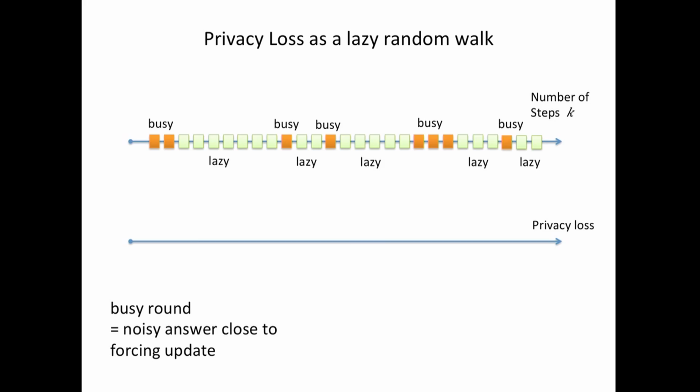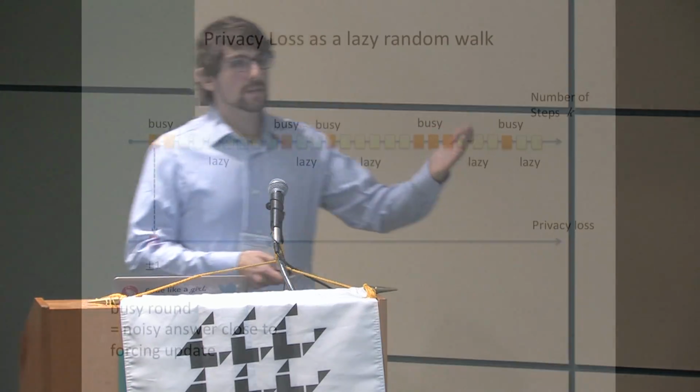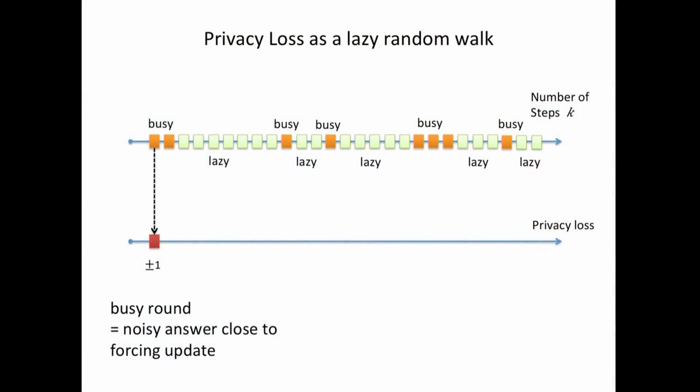But for now, this is only a very small subset of the overall number of rounds, intuitively because it only corresponds to the number of update rounds, and there are a few of them. So what we're going to show is that in the busy rounds, the privacy loss is actually something like a random variable that's symmetric. So it could be either positive or negative. We might actually gain privacy, or we could cancel out the privacy loss that previously occurred.